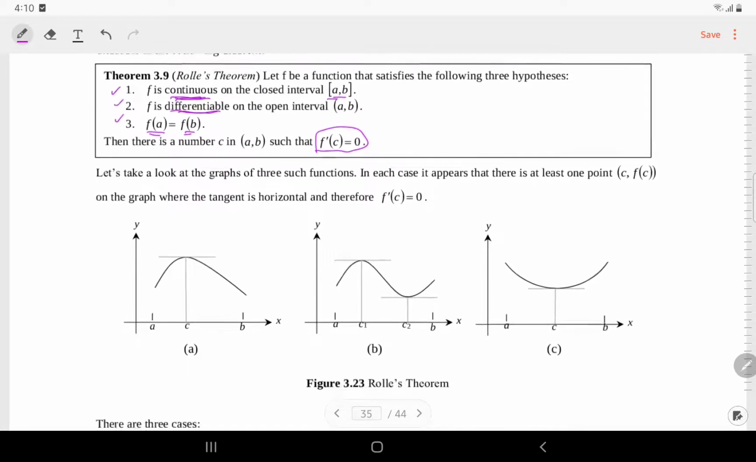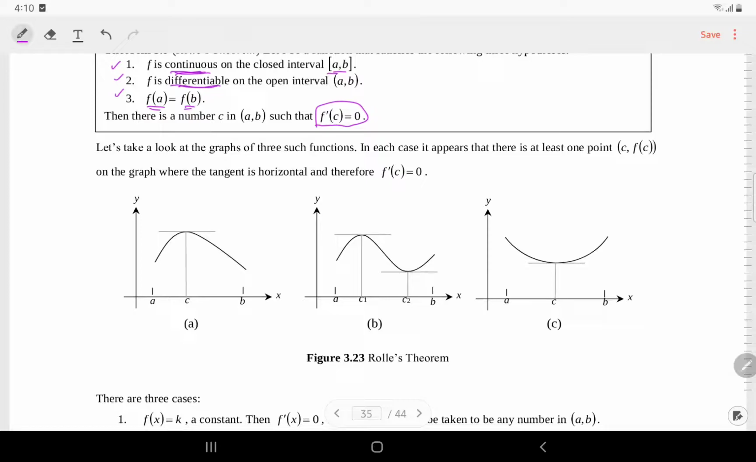Okay, what's the meaning of f prime c equals 0? Actually f prime c, meaning that if we differentiate that function, it has the same meaning as the slope of the tangent. So if the slope of the tangent equals 0, meaning that at point c the slope of the tangent is 0. It has no slope, maksudnya dia tak ada kecerunan. So the slope is 0.